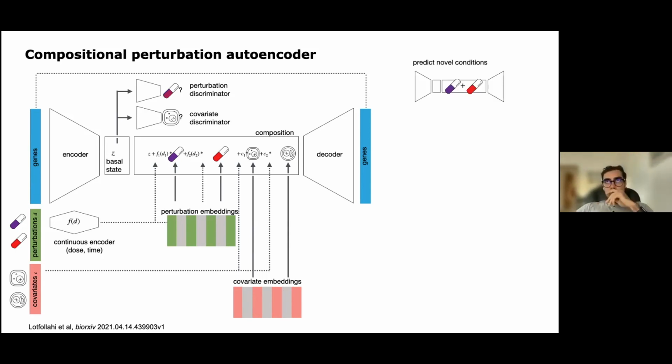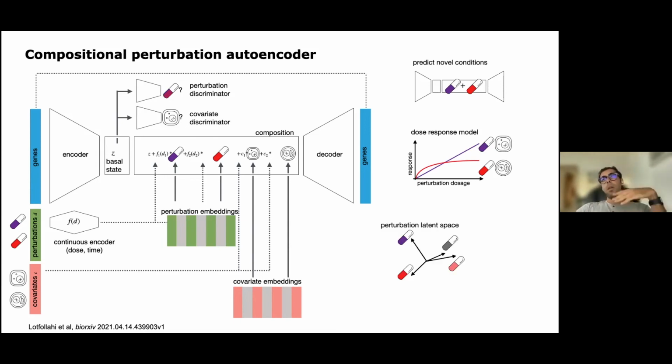So this model can be used to predict novel conditions, so novel combinations that we're not measuring in the training. Since we also explicitly model dose response, we can have dose response analysis. And since we learn the covariate and the perturbations, we can have latent perturbation effects and latent covariate effects, which can compare the similarity of 2 different perturbations.